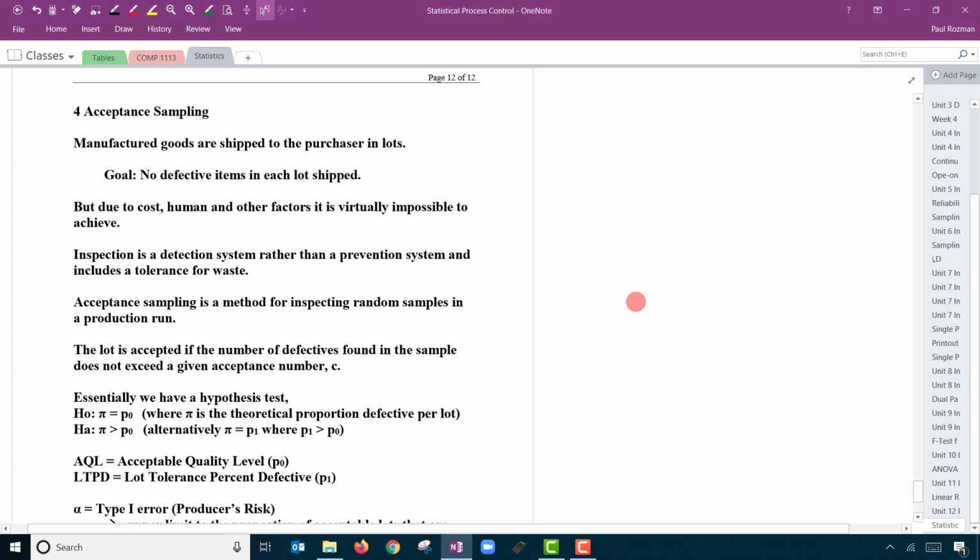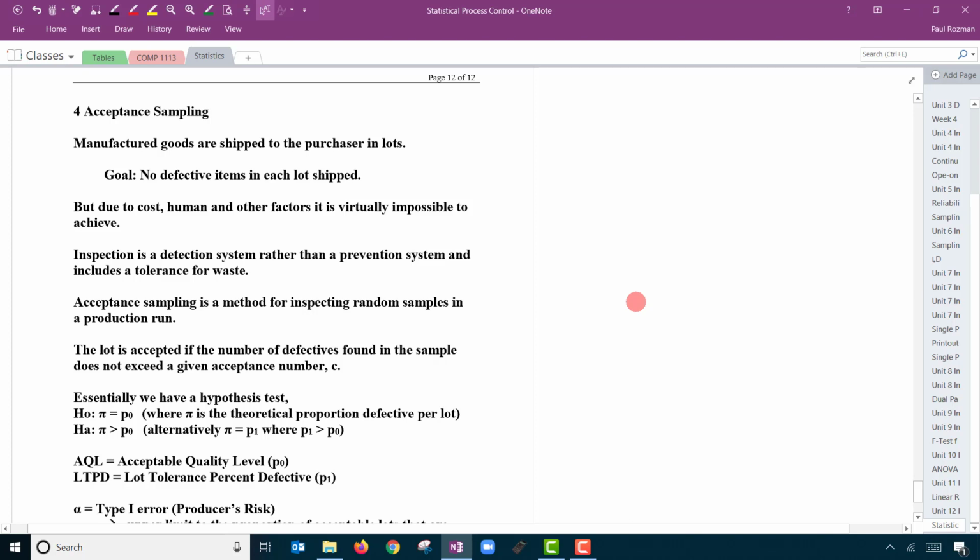Ideally, your lots are all perfect, and it's too expensive to check every item. So you set up a plan where you sample from each lot, and then you come up with a criteria on whether you should reject that whole lot or ship it anyway.